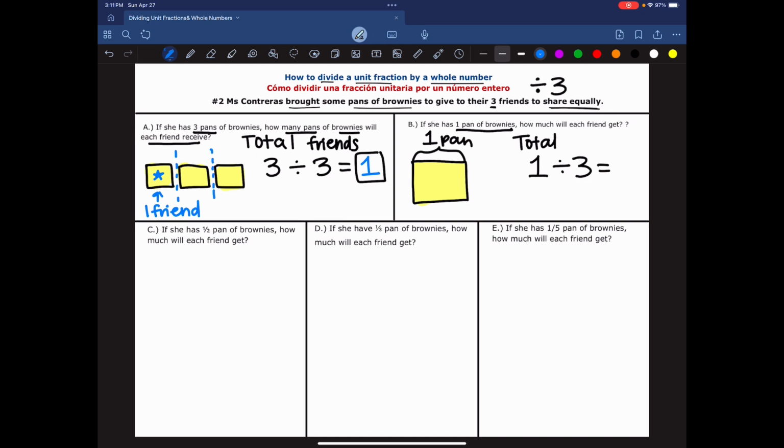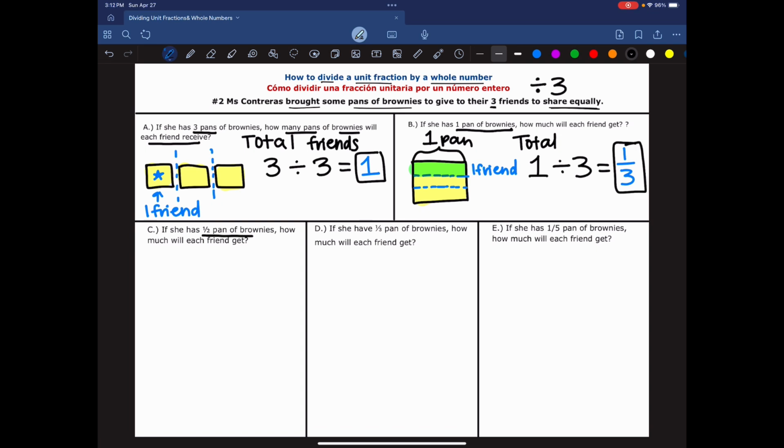On my fraction area model, I'm going to use dashed lines to partition my whole into 3 horizontal sections to represent each friend. My answer will be one of the 3 sections because it represents how much each friend gets. 1 divided by 3 equals 1/3.